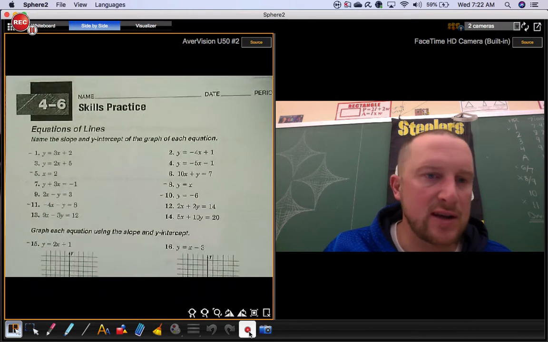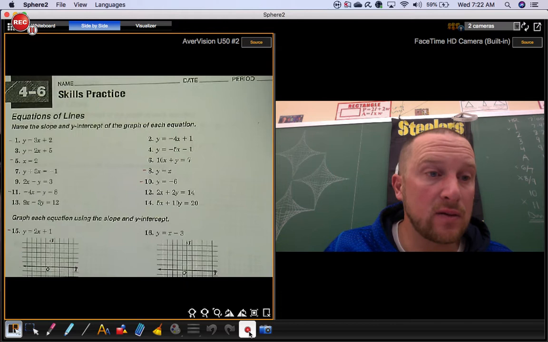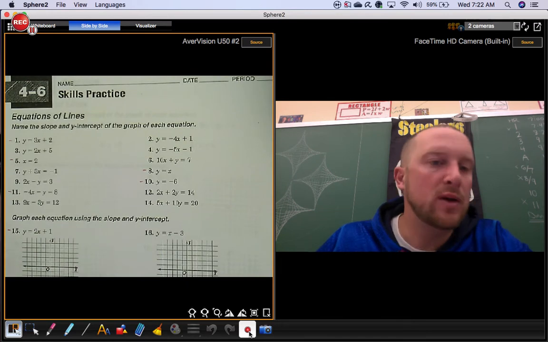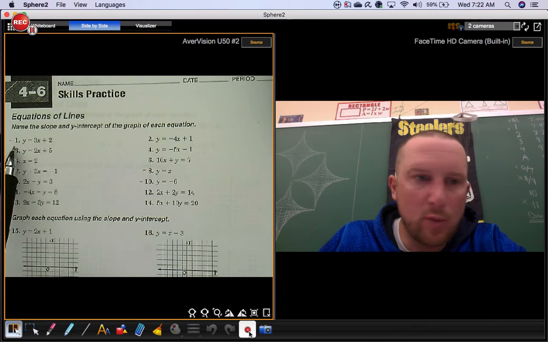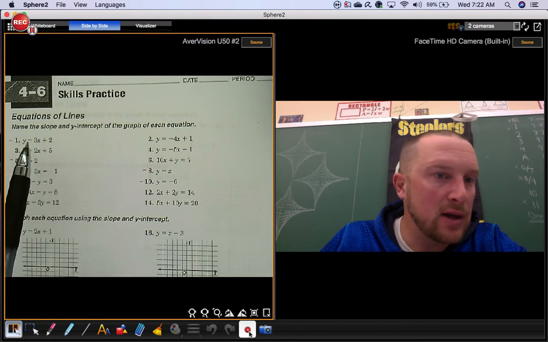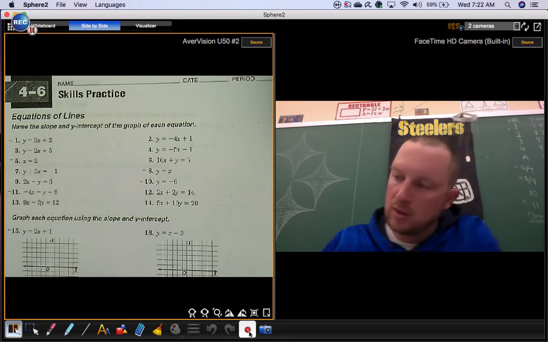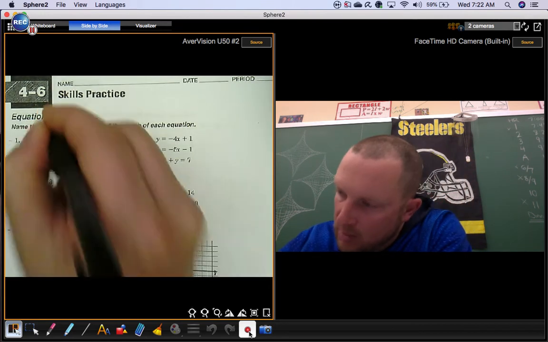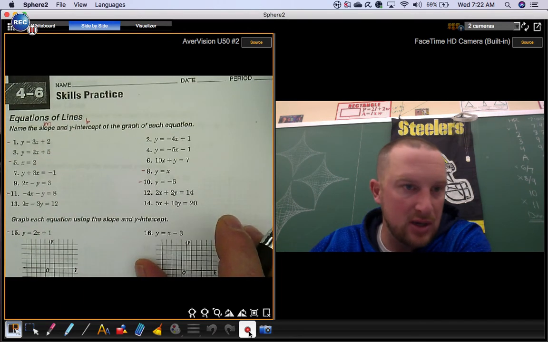The skills practice for section 4.6 is on equations of lines. We're going to name the slope and the y-intercept of the graph of each equation. We're hoping our equation is in the form y equals mx plus b. That's slope-intercept form, and that's what we have here. Your slope, remember, is that lowercase m, and your y-intercept is a lowercase b.